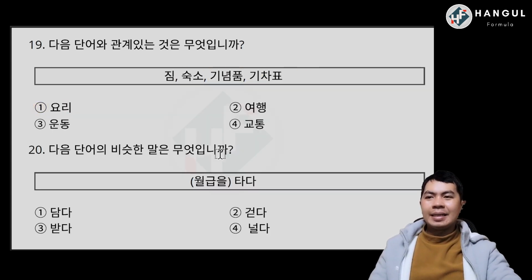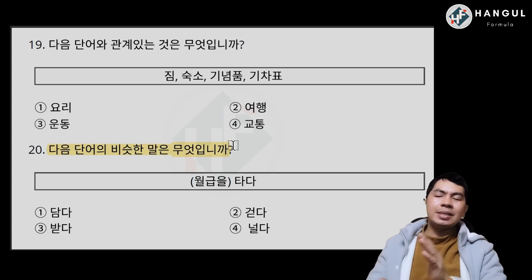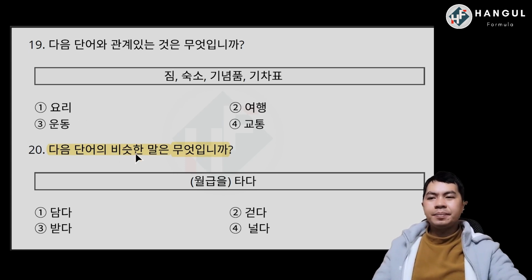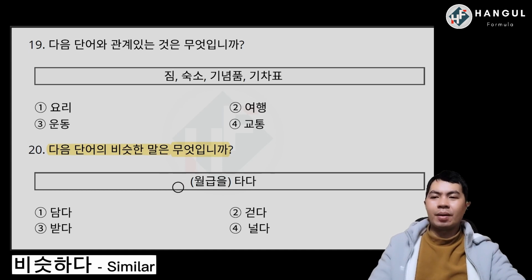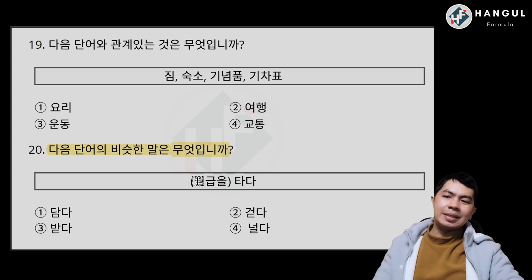Okay? And yung last question natin, guys, number 20. So, taong tanue, pisatam marun, musim nika. So, ito, guys, dapat dito meron lang tayong alam na mga synonyms. Kasi pisitan is something that is similar, to be similar. Okay? So here, walgubul talaga. So walgub, guys, ito isa sa mga pinaka-importanteng word sa buhay natin o sa buong mundo, which is yung salary.